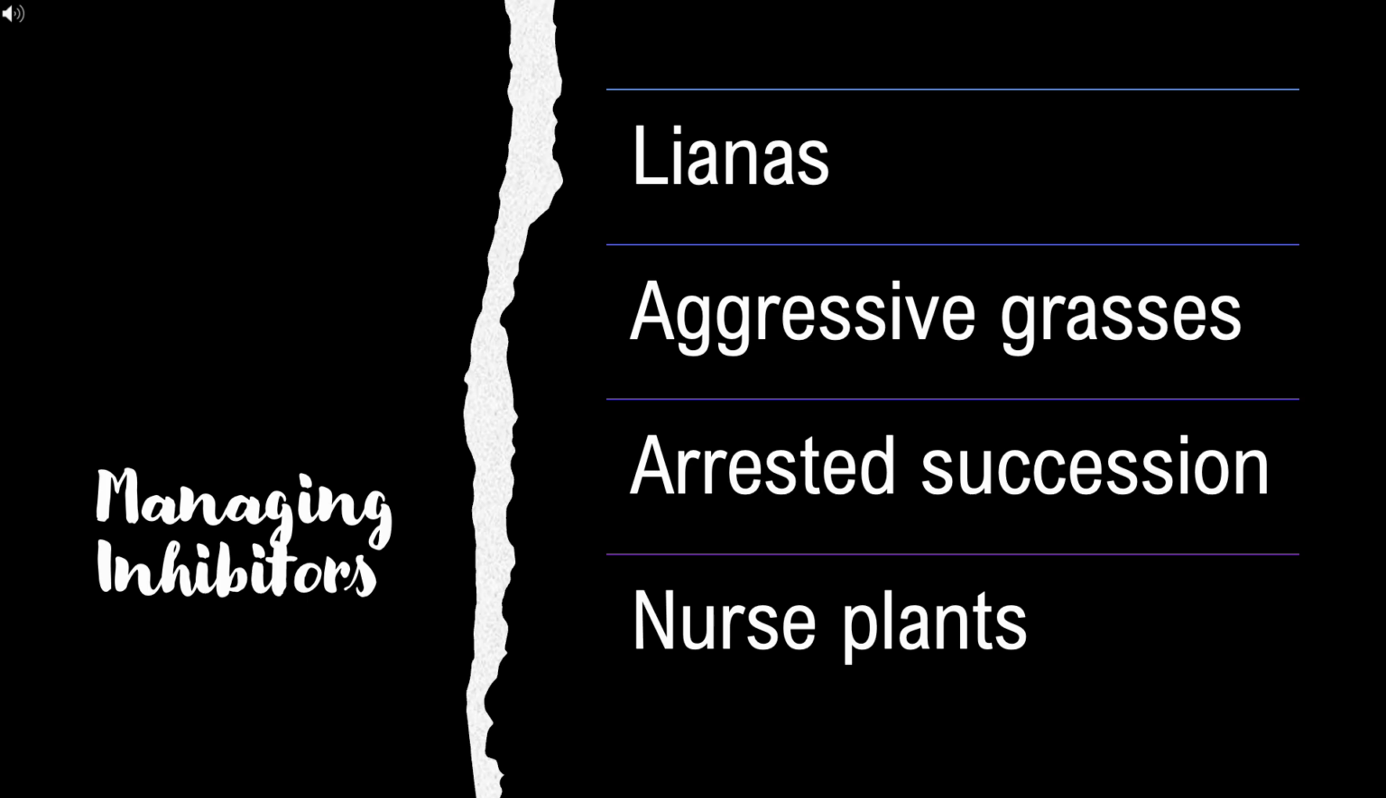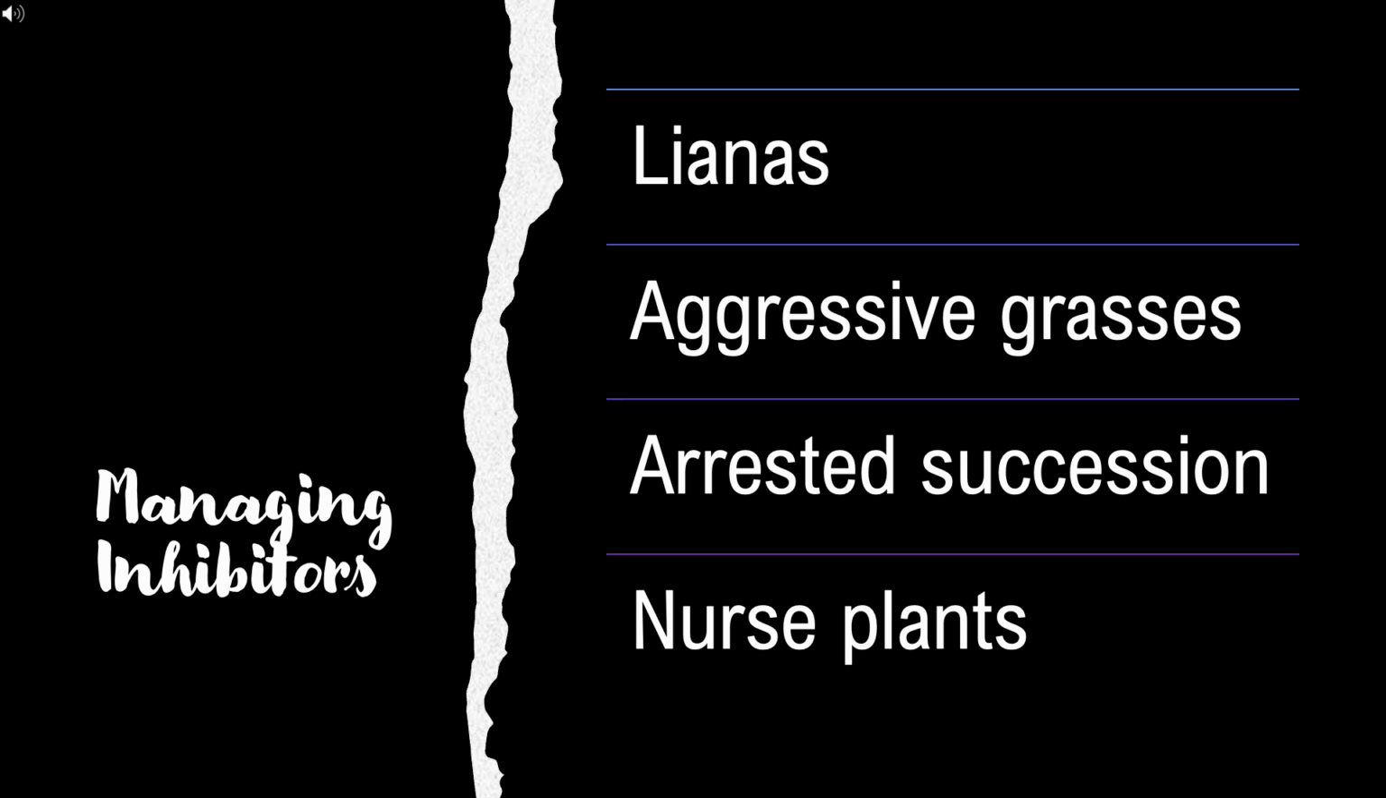The second is aggressive grasses. They can form dense monocultures, suppress tree seedlings, and maybe even increase fire frequency because they dry out quickly and burn easily. Once certain species of grasses establish, it's extremely difficult to remove them. Prevention is far more effective than treatment.